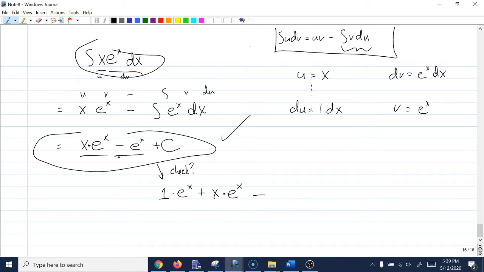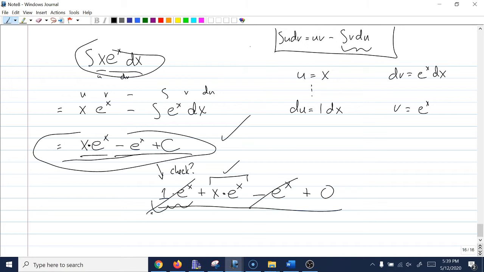Minus, now what's the derivative of this? The derivative of this is e to the x. Plus what's the derivative of a constant? It's 0. The derivative of this was this stuff. x e to the x, that's the thing I wanted, but wait, I don't want this 1 e to the x. Well, good thing there's an e to the x there to cancel it.